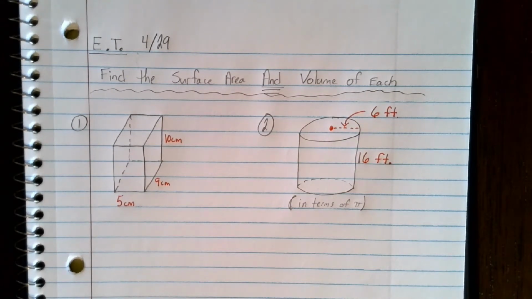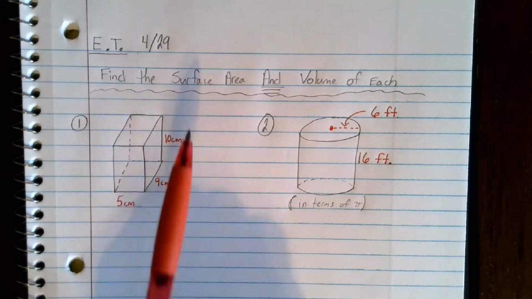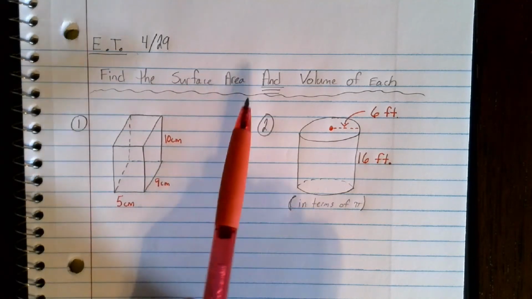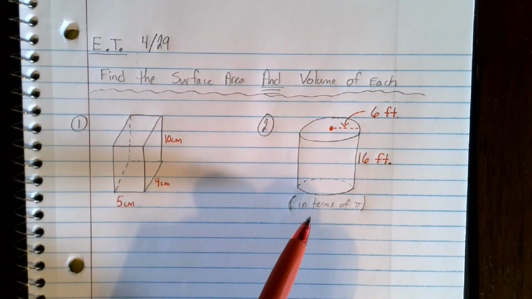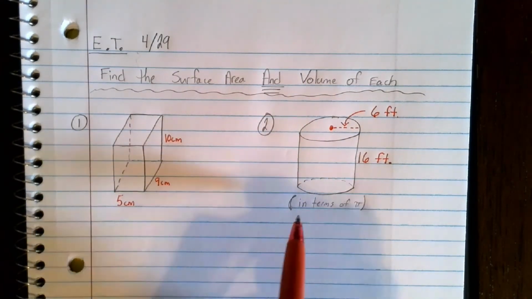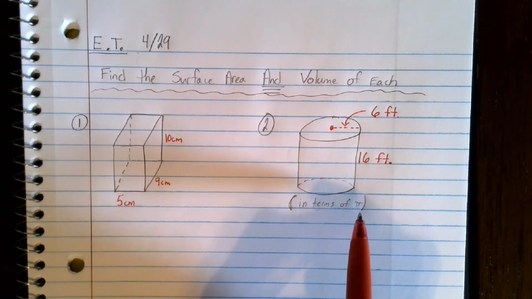We're wrapping up the surface area and volume unit. Today we're just going to be practicing doing both, so you have to keep them separate and not get confused. For today's entrance task, you have two problems, but it's really four because you're finding the surface area and volume of each. For all cylinders and cones that we've done this unit, you're going to do it in terms of pi.